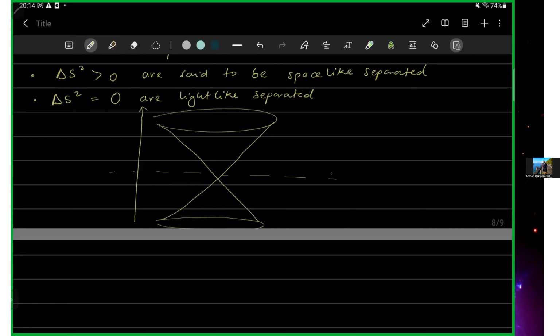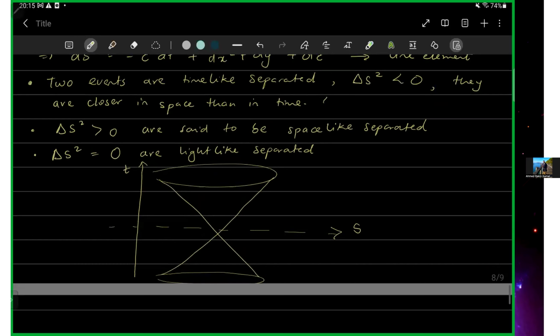which is plotted against space and time. Okay. So T for time and S for space. Now, points that are time-like separated, which means that they abide by the first condition over here, are inside the light cone. Okay. That means that, of course, like I said, they are closer in space, right? So they don't really deviate much in the x-axis, but they deviate a lot in the y-axis, right? They are inside this light cone.